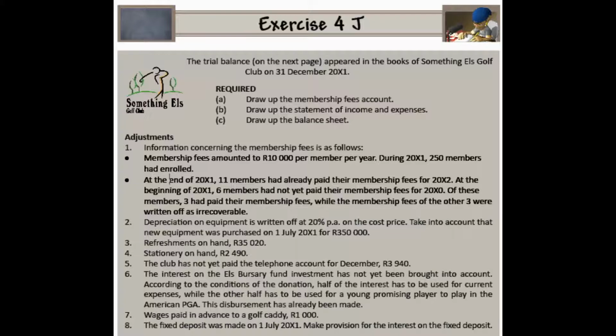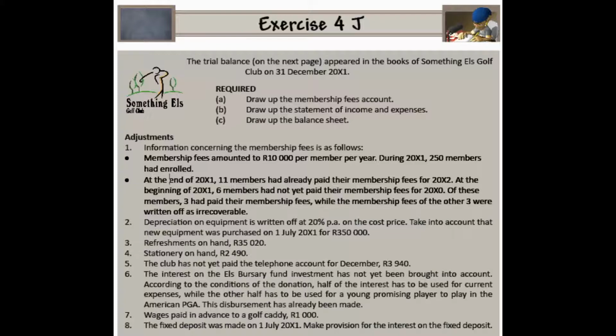Refreshments on the debit side, the total is 42340, and then we have on the credit side, consumable stores on hand 35020, and only the difference will be transferred to the income and expenditure account.